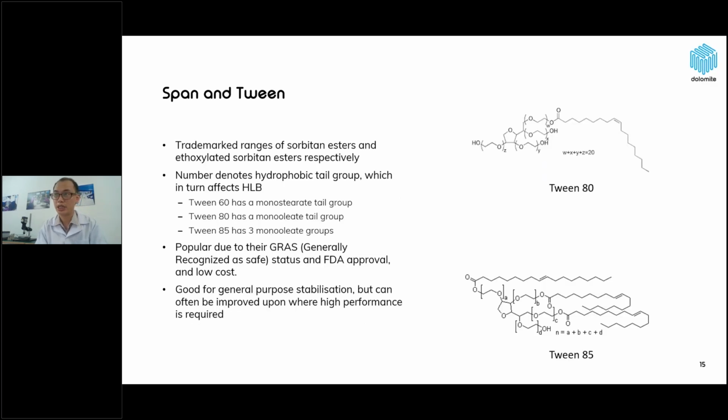The second surfactant type we talk about here is Span and Tween. Actually, these are trademark names for sorbitan esters and ethoxylated sorbitan esters, respectively. The number of hydrophilic tail groups in turn affects the HLB value. For example, Tween 60 has a monostearate tail group, Tween 80 has a monooleate tail group, as you can see here, and Tween 85 has three monooleate groups here. It's a very popular surfactant due to its generally recognized as safe status and FDA approval, and it's also low cost. It's good for general purpose stabilization, but can often be improved upon where high performance is required.